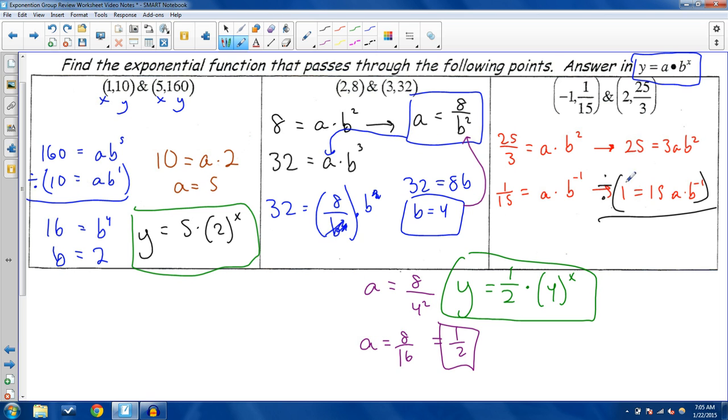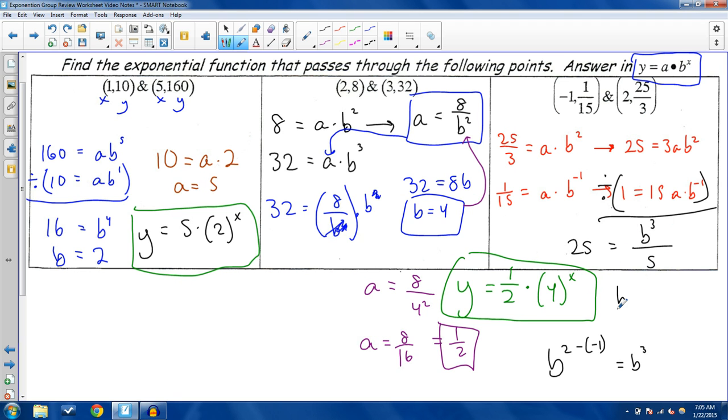So you divide everything. 25 divided by 1, I get 25. Okay, now we get a fraction. 3 over 15 is 1 over 5, so I'm going to get this thing all over 5. A over a is 1. They cancel. B squared over b to the negative first. That's b to the 2 minus negative first power, which is b cubed. So here I have b cubed on top. All right, so there's my setup.